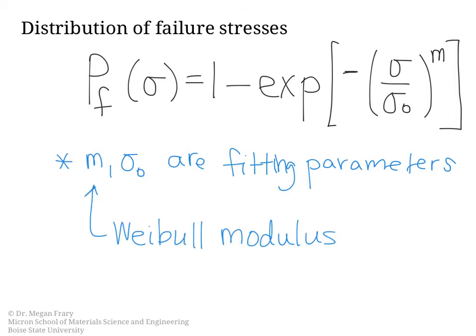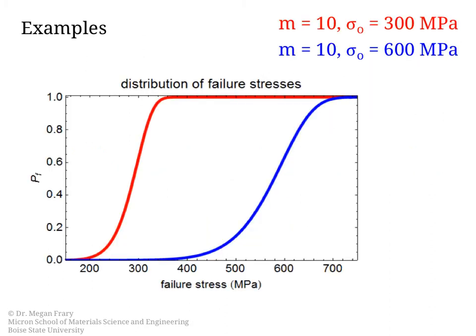Let's take a look then at what this distribution looks like in terms of the probability of failure as a function of stress, and consider different values of m and sigma naught so that we can see what effect those have on changing the distribution. So here are two different examples, and I'm plotting the probability of failure as a function of stress, and we see the probability of failure goes from 0 up to 1. And I'm showing this for two different cases. In both cases, the Weibull modulus m is equal to 10, but the value of sigma naught is different.